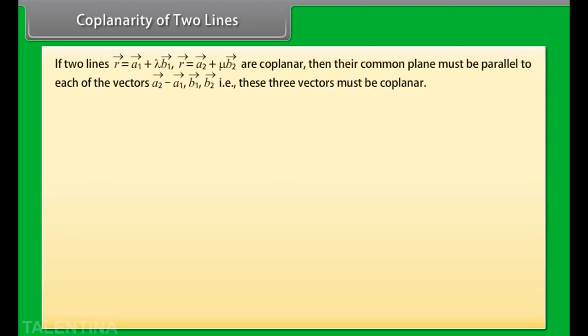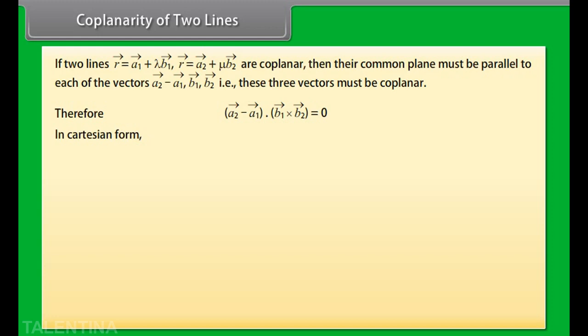Coplanarity of two lines. If two lines, vector r equals vector a1 plus lambda vector b1 and vector r equals vector a2 plus mu vector b2, are coplanar, then their common plane must be parallel to each of the vectors (vector a2 minus vector a1), vector b1, vector b2. That is, these three vectors must be coplanar. Therefore, the dot product of (vector a2 minus vector a1) and the cross product of vector b1 and vector b2 equals 0.